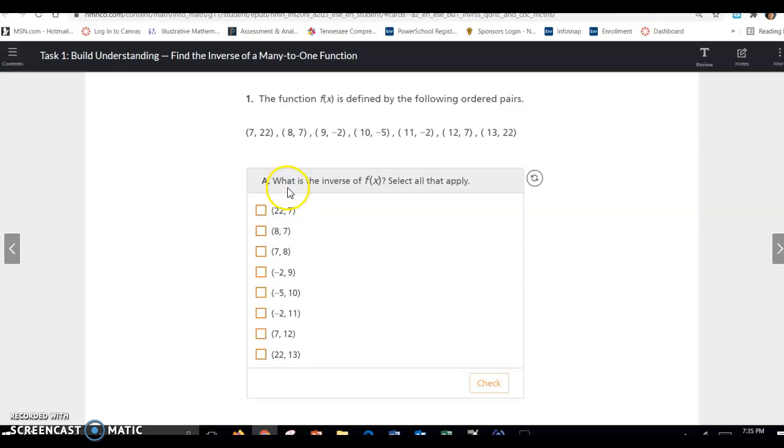What is the inverse of f of x? Select all that apply. To find the inverse of an ordered pair, you simply switch the x and y. So the first ordered pair would have an inverse of 22, 7. The next ones would be 7, 8, negative 2, 9, negative 5, 10, negative 2, 11, and 7, 12. And 22, 13.